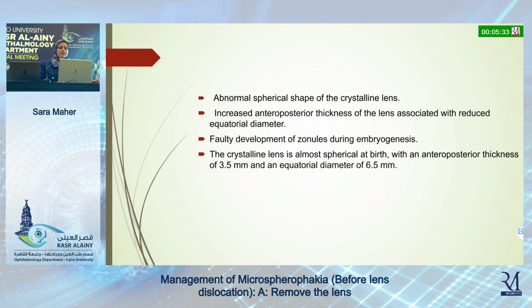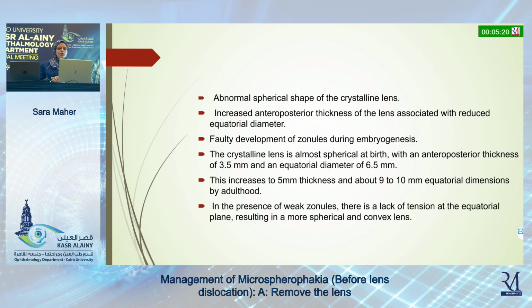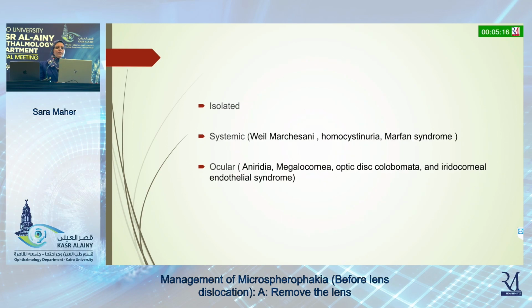Normally, the crystalline lens at birth is spherical with an anteroposterior thickness of 3.5 millimeters and an equatorial diameter of 6.5 millimeters. This increases to 5 millimeters thickness and about 9 to 10 millimeters equatorial diameter by adulthood. In the presence of weak zonules, there is lack of tension at the equatorial plane, resulting in a more spherical and convex lens. This can occur as an isolated abnormality or as part of a systemic syndrome such as Weill-Marchesani, homocystinuria, Marfan syndrome, or may be associated with ocular abnormalities such as aniridia, megalocornea, optic disc coloboma, and iridocorneal endothelial syndrome.